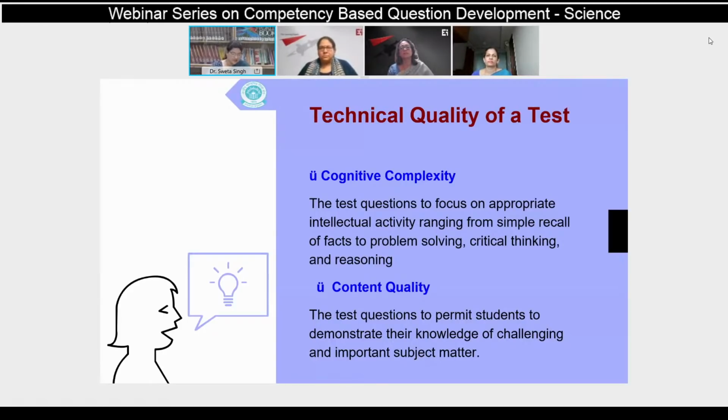The next is the content quality, the test questions should permit students to demonstrate their knowledge of challenging and important subject areas. As teachers, we intuitively know that in this given chapter, these are the critical areas, the important things which it is a must for our learners to acquire. Those should be assessed in a test paper. It is important that we focus our attention on those and rather not pick up mundane facts from the chapter or the textbook to create our questions.